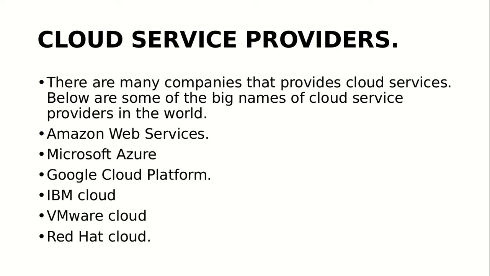So there are many companies that provide cloud services, and below are some of the big names when it comes to cloud service providers. One of them is Amazon Web Services. Then we have Microsoft Azure, GCP, which is Google Cloud Platform, IBM Cloud, VMware Cloud, Red Hat Cloud, SAP Cloud, Rackspace, Verizon, Alibaba Cloud. Likewise, we have lots of cloud service providers, and we are going to look at Amazon Web Services, which is AWS.